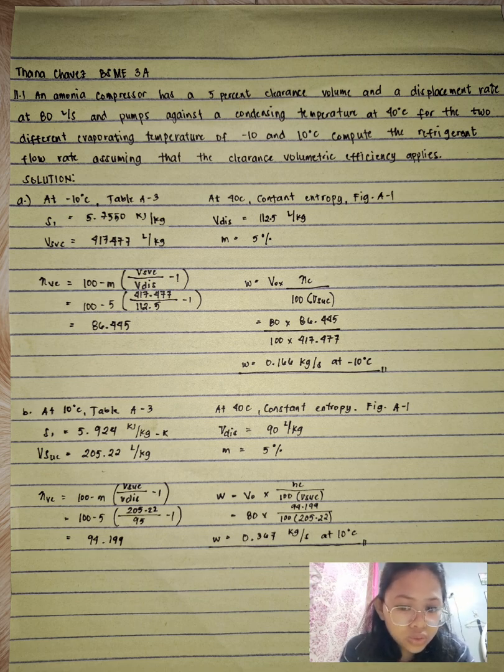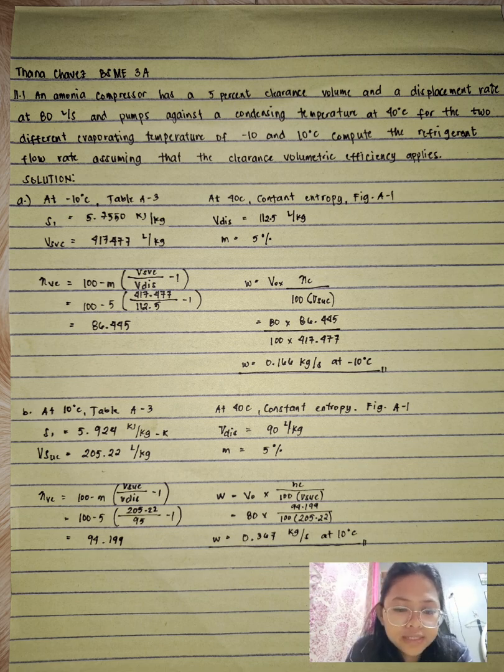Next, we need to solve letter B at 10 degrees Celsius. From table A-3, S1 is equal to 5.924 kilojoule per kilogram K. V suction is equal to 205.22 liter per kilogram. At 40 degrees Celsius, constant entropy from figure A-1, V discharge is equal to 90 liter per kilogram. m is equal to 5%.